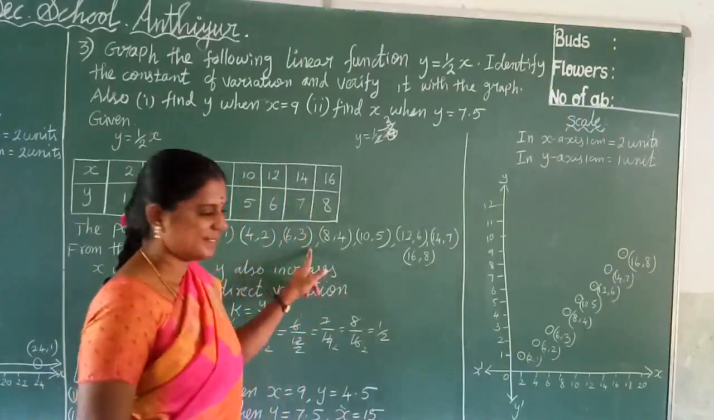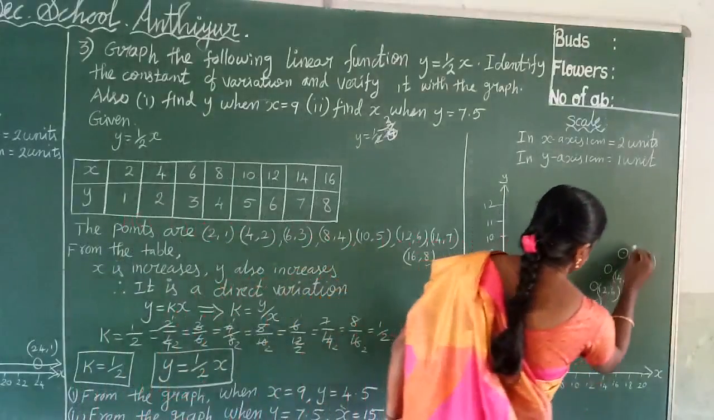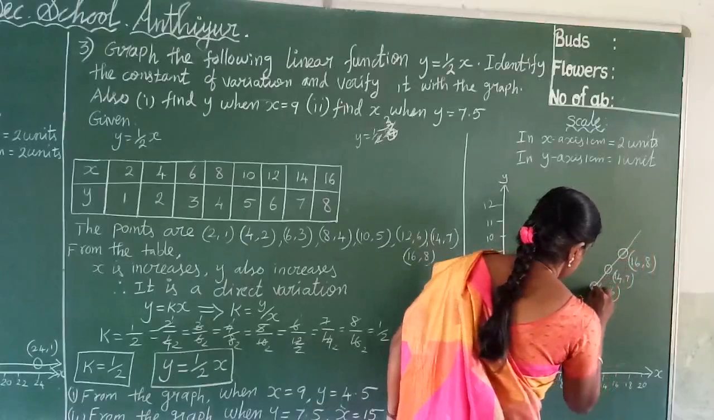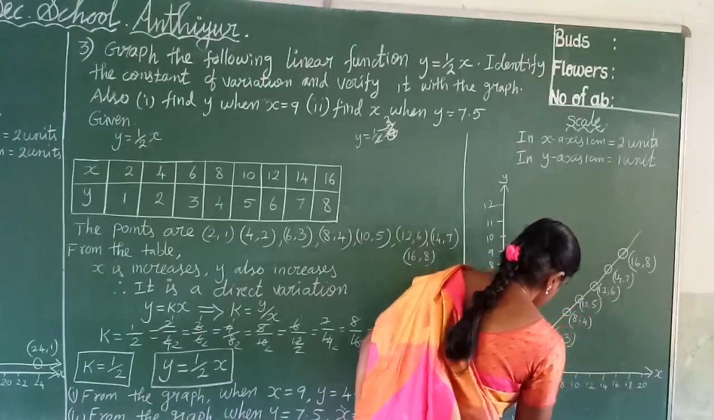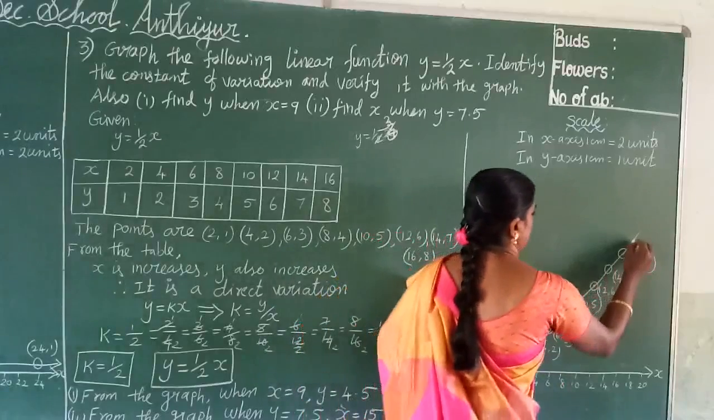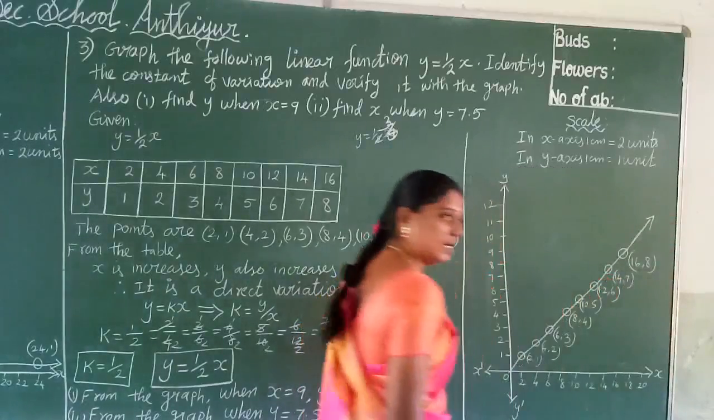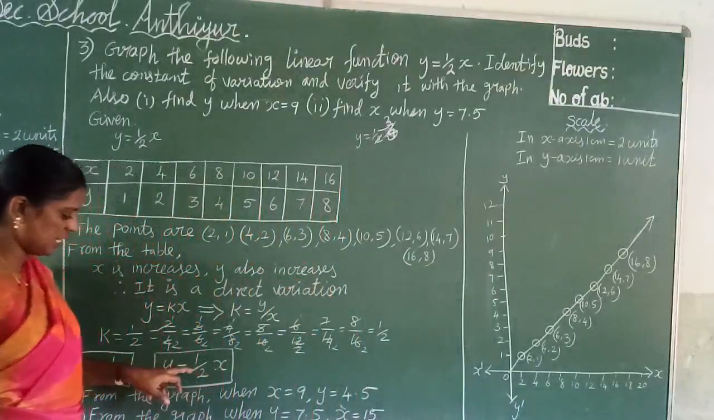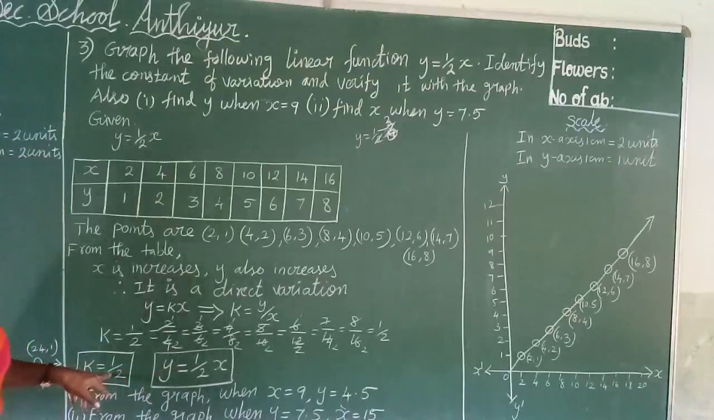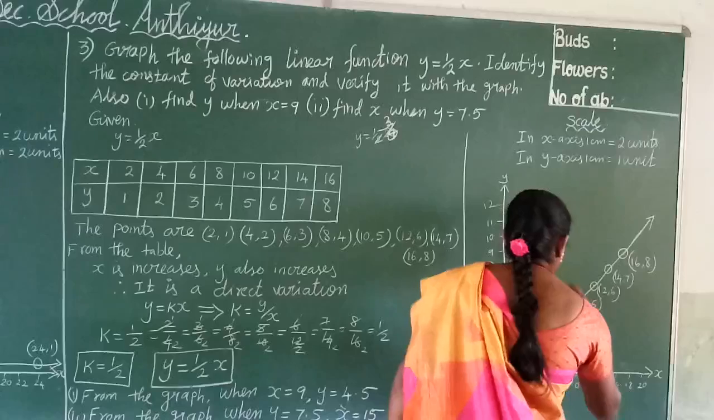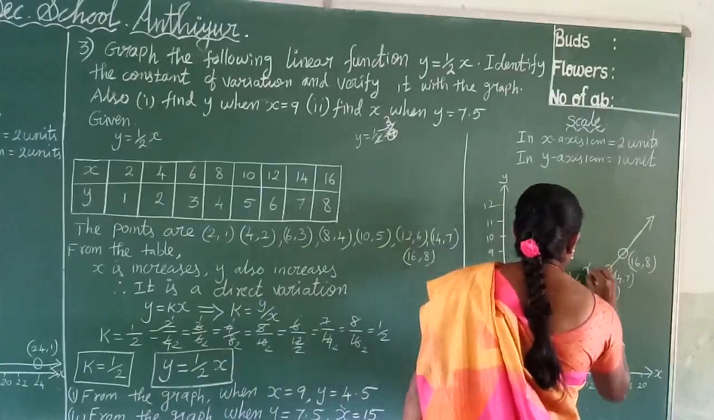So complete all the points and join the points. Extend the line and write the equation: y equal to 1 by 2 x. Here the constant of variation is 1 by 2. Write the equation y equal to 1 by 2 x.